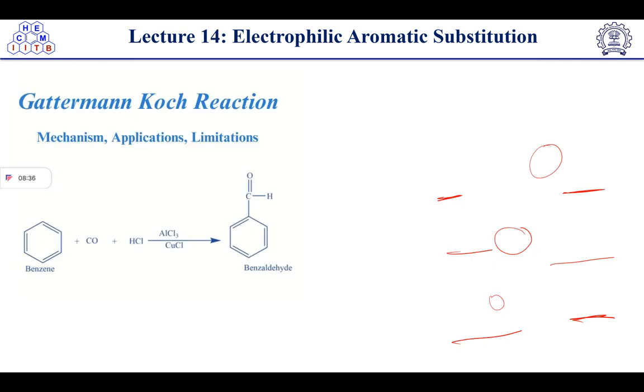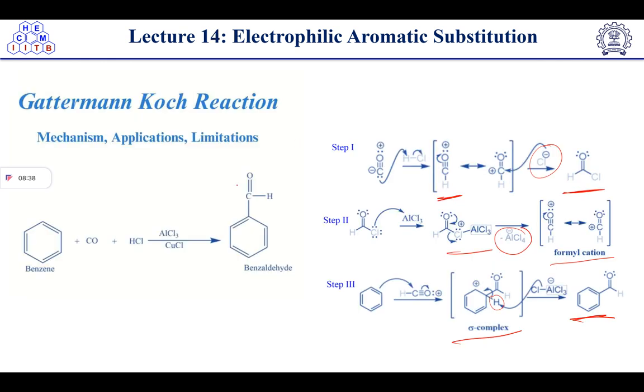Now let's talk about the Gattermann-Koch reaction. So in the Gattermann-Koch reaction, what happened? The benzene ring is there, and CO, carbon monoxide, and HCl are used in the presence of the Lewis acid AlCl3 and copper chloride. Now in the first step, what will happen? It is an acidic reaction, right? Acid is there, so acid will always protonate. This CO, carbon monoxide, is getting protonated with HCl, and it will give this intermediate.